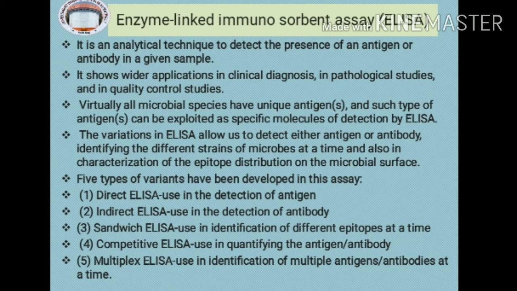Sandwich ELISA is used for identification of different antigens and different epitopes in the antigen. Competitive ELISA is used in quantifying the antigen and antibody. It is used as a quantitative test to measure the antigen or antibody. Multiplex ELISA is used in identification of multiple antigens and antibodies at a time.